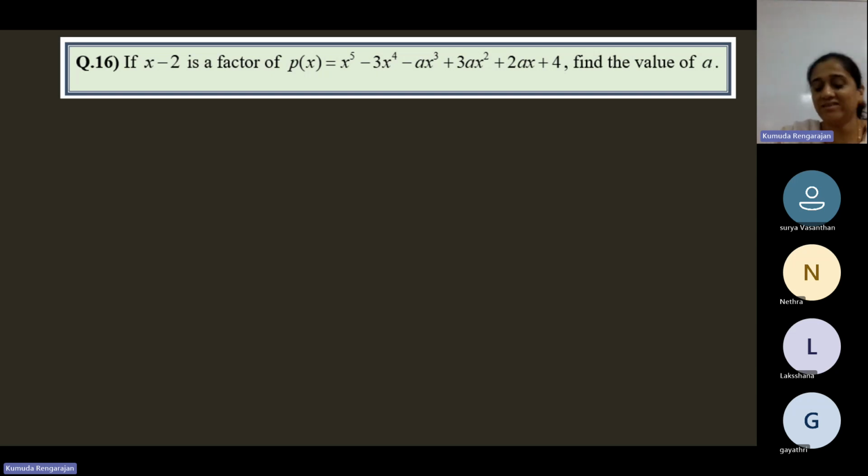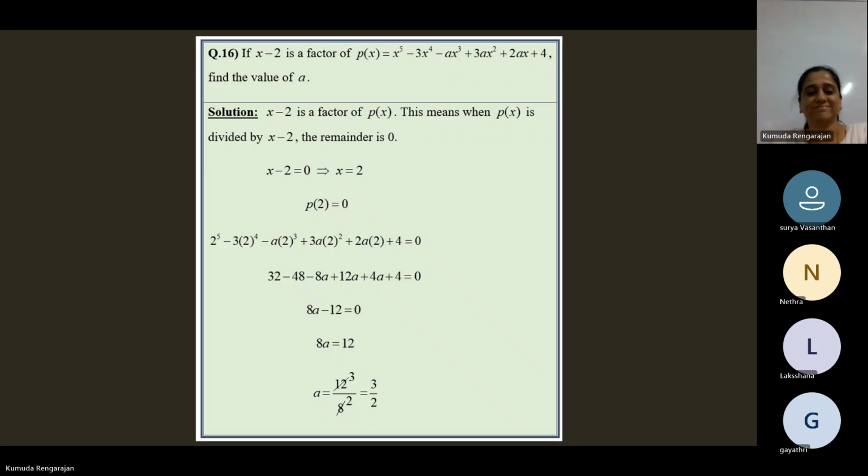Very good. That's the right answer. Minus 3 by 2 is the correct answer. No, not minus 3 by 2. Sorry, just 3 by 2. Sorry. 3 by 2 is the correct answer. You got minus 3 by 2, is it? Ma'am, I got 3 by 2, ma'am. 3 by 2. Good. Who's that? I'm Netra, ma'am. Very good. That's the right answer.